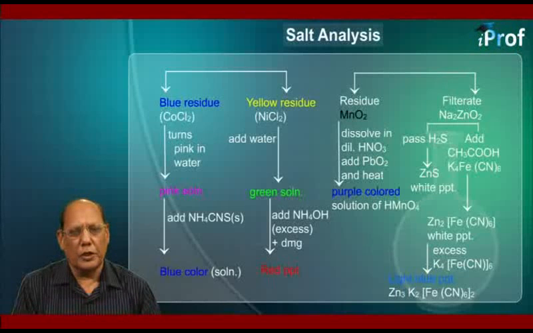Let us now discuss the original residue, which may consist of NiS plus CoS. Both are black. Collect this residue and dissolve in aqua regia and evaporate to dryness. On evaporation, we get a blue residue that will consist of CoCl2 if cobalt is present, or it will be a yellow residue if nickel is present. It will be NiCl2.